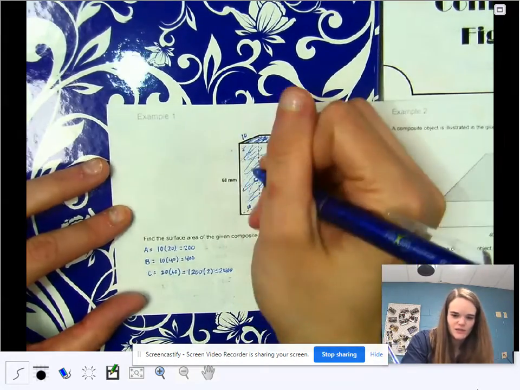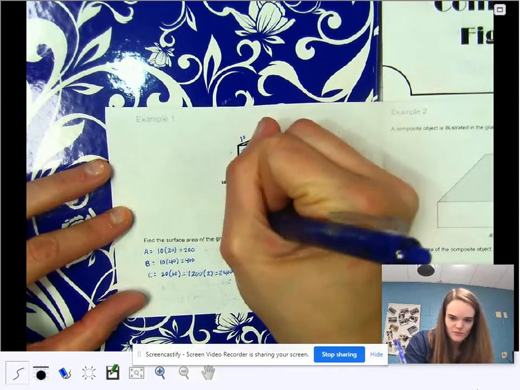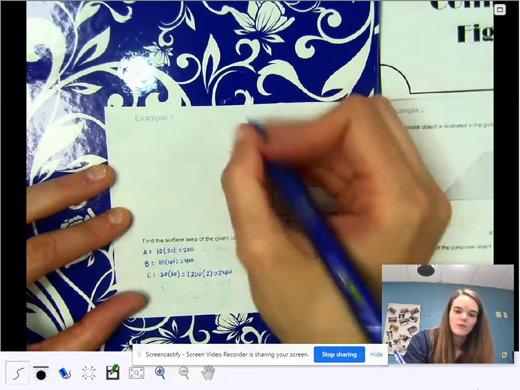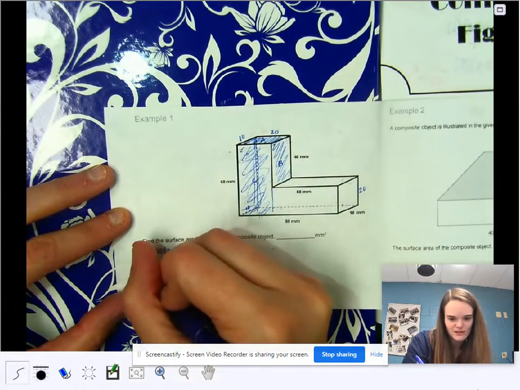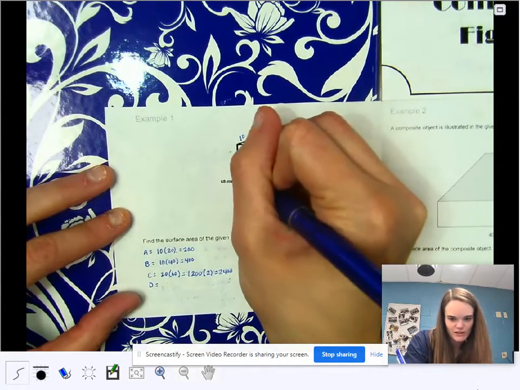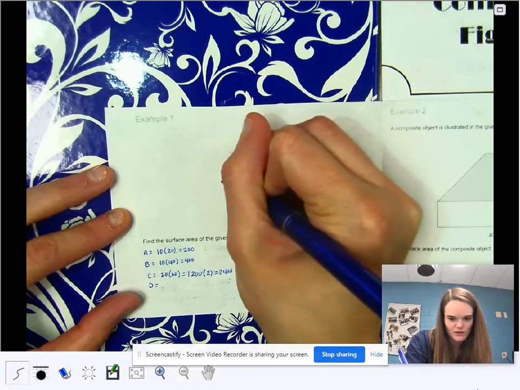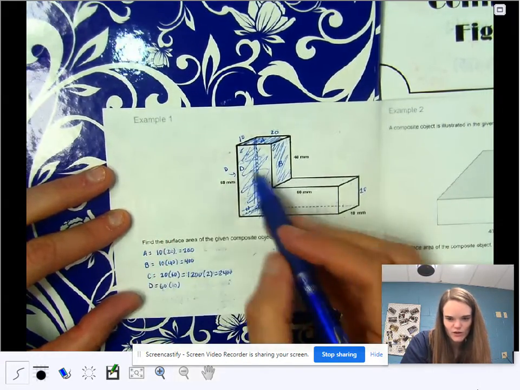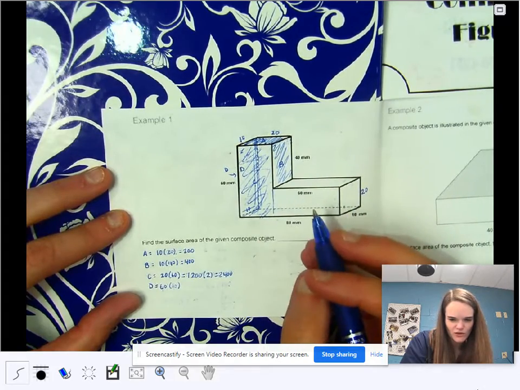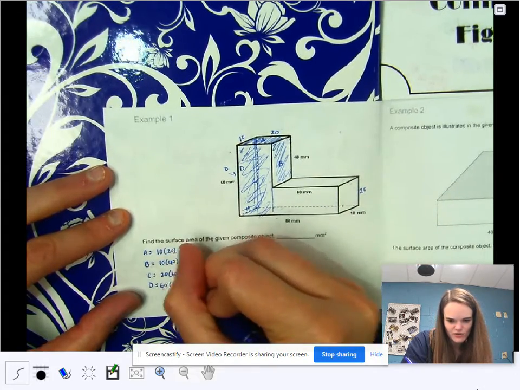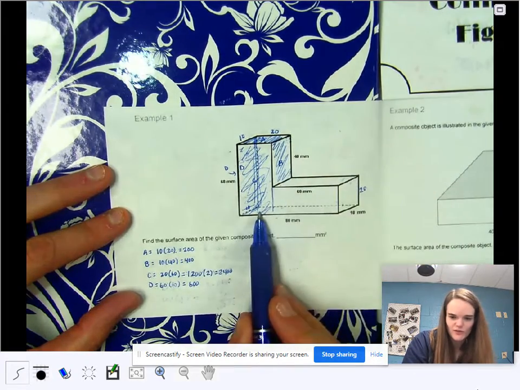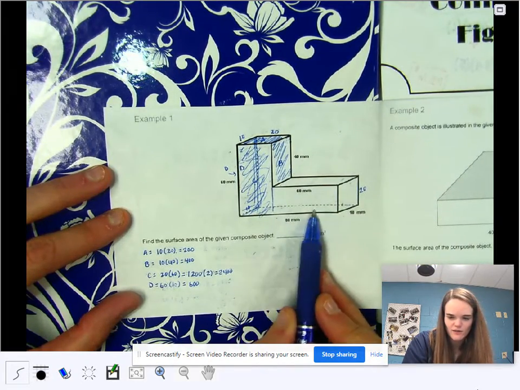Now, I'm going to do D, which is going to be this piece here, okay? This section right here, which is 60 by 10. I'm going to label that D as well. This D is right here. 60 by 10, and there's only one of those. So that is 600. Okay, so I've done all of this except for this bottom part here. Okay, haven't done this bottom part.